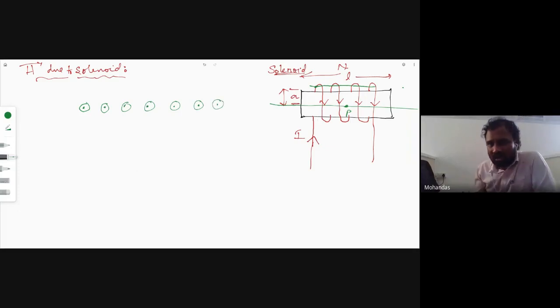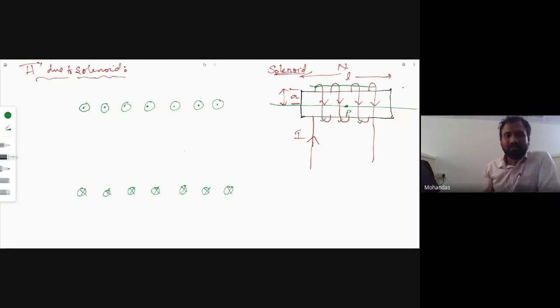And how is the current flowing here into the conductor? Away from the observer, it is denoted by a circle with a cross symbol inside. Now this is the axis of the loop. At point P, we are going to calculate H. It is placed along the z-axis. This is the z-axis.